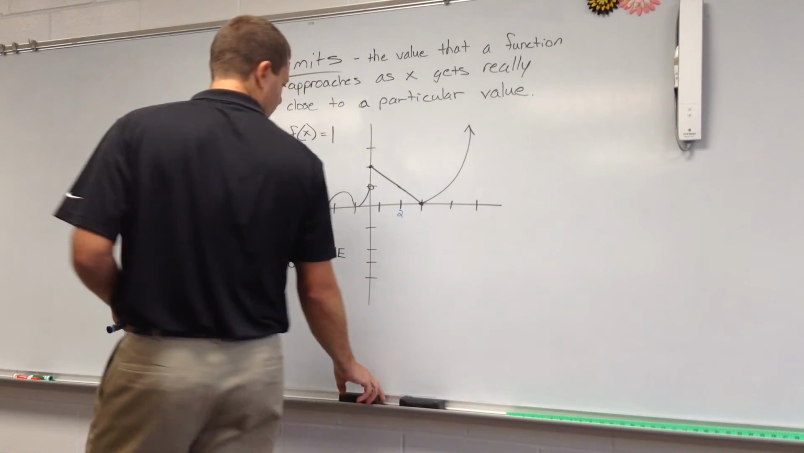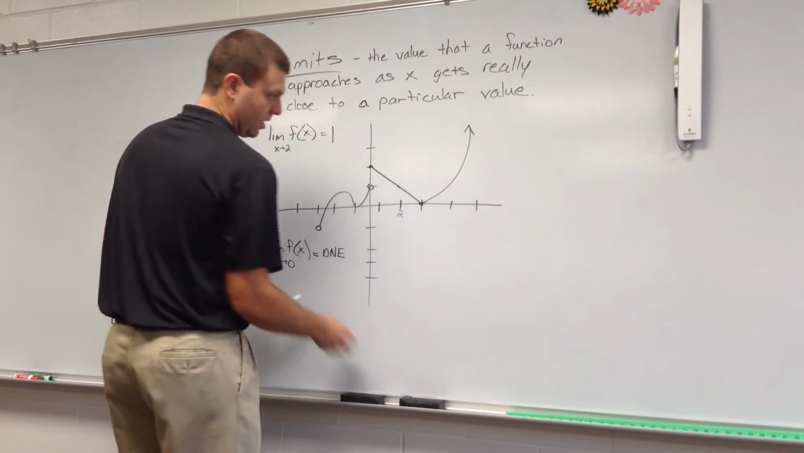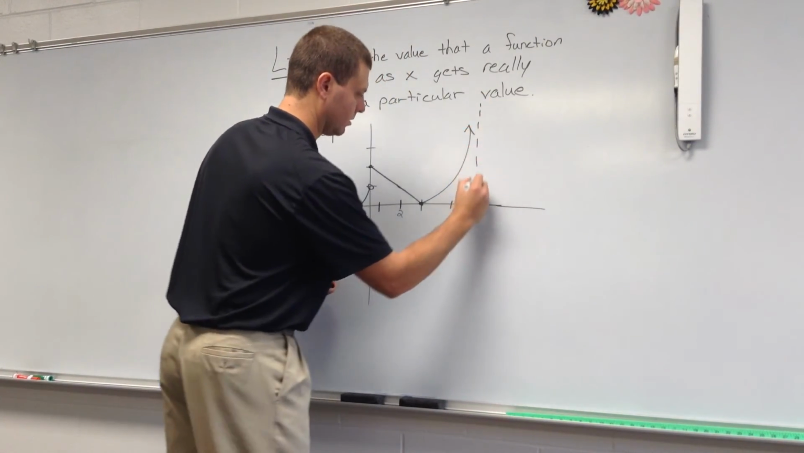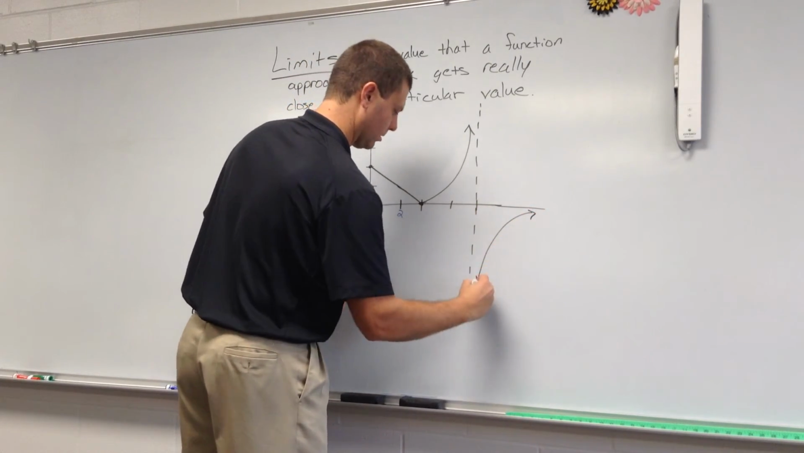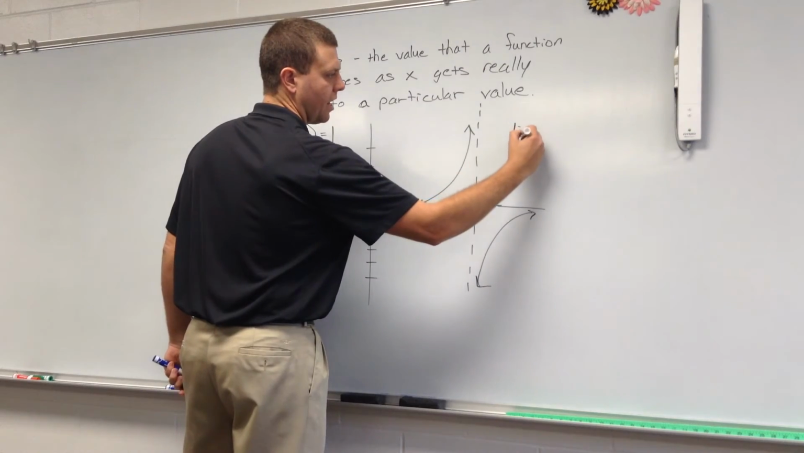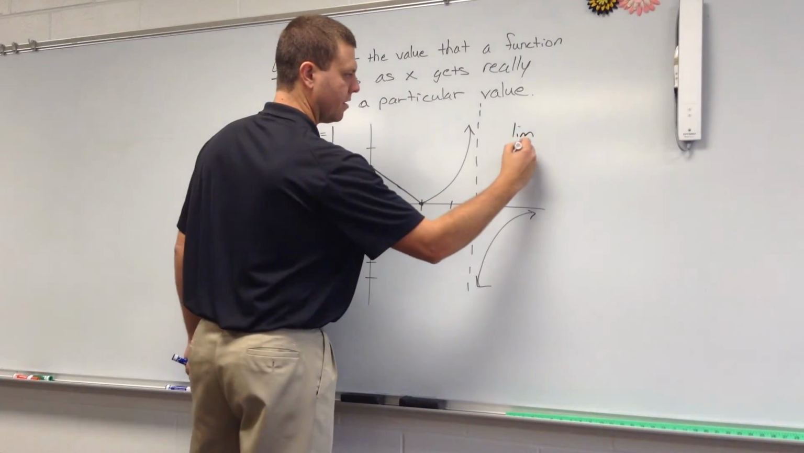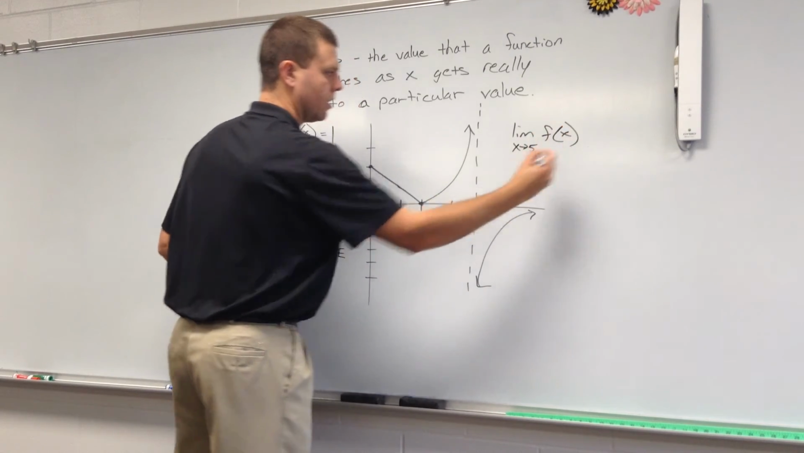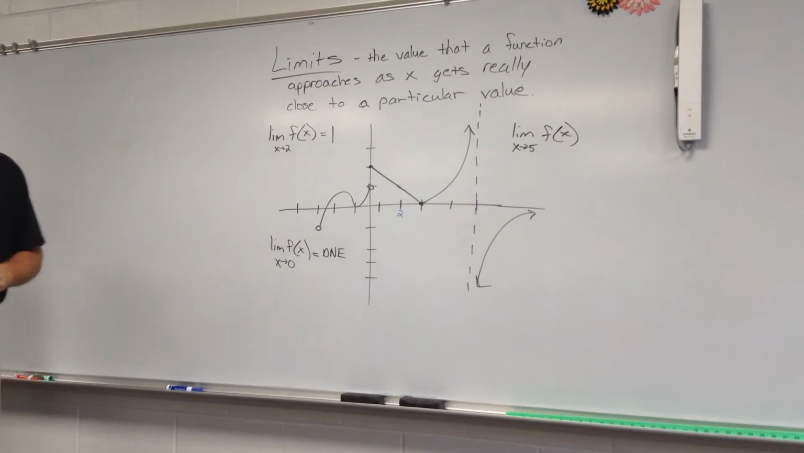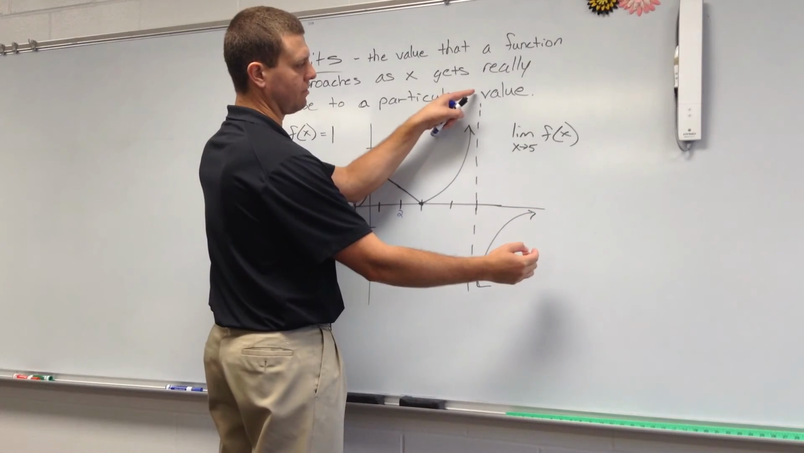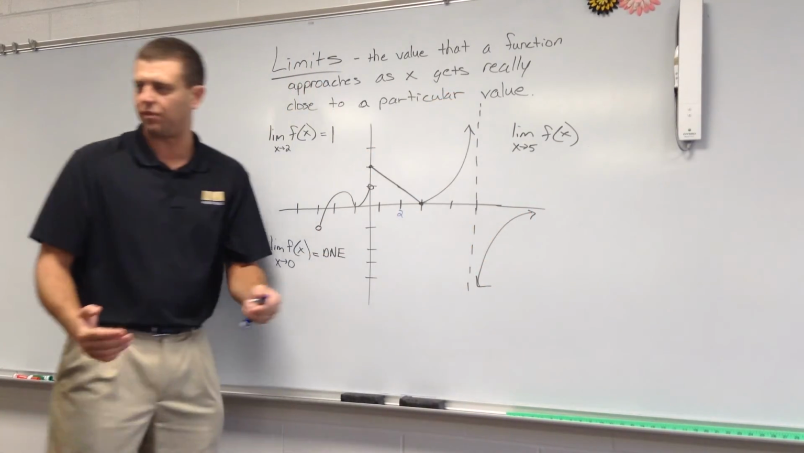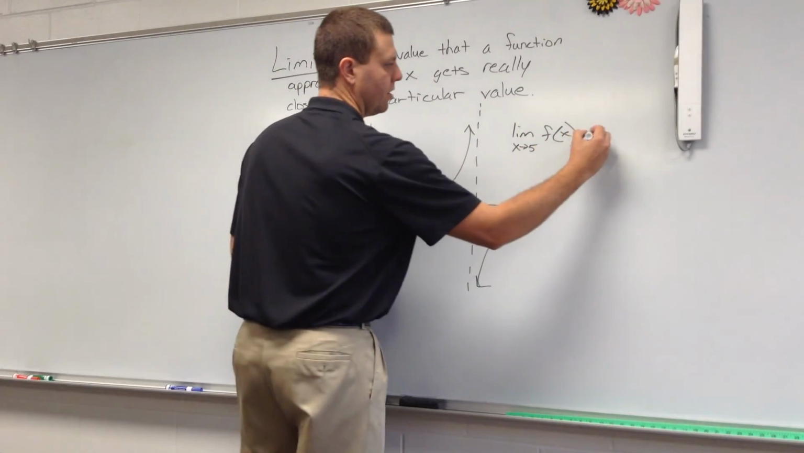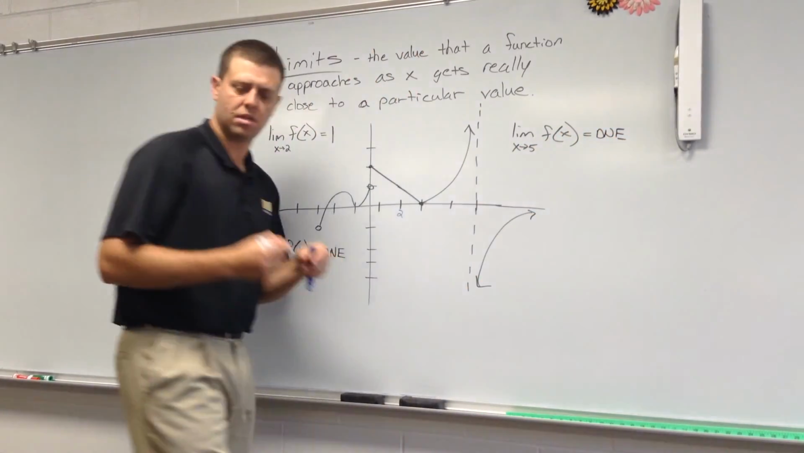We talked a little bit about it already. Let's say I add a little bit to this. An asymptote at 5. The limit of this function as x approaches 5 also would not exist, because as we approach 5 from the left, we're going towards positive infinity. As we approach 5 from the right, we're going towards negative infinity. Those don't match. So this would be another does not exist.